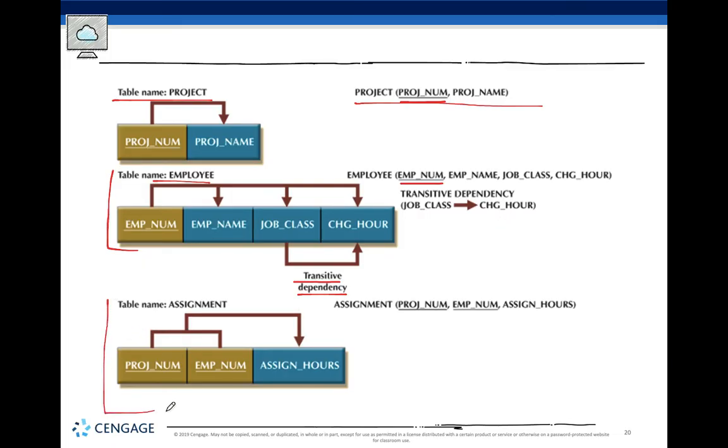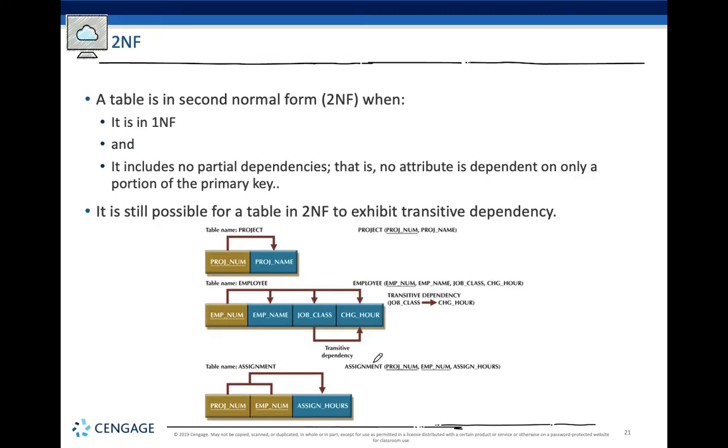The third table is the assignment table, where both the project number and employee number are part of the primary key, and together they determine the assignment hours, right? The number of hours that this employee worked on this project. Okay. So that's getting to the second normal form.